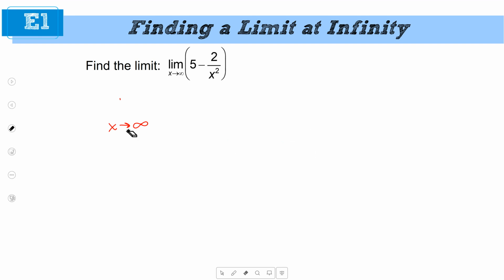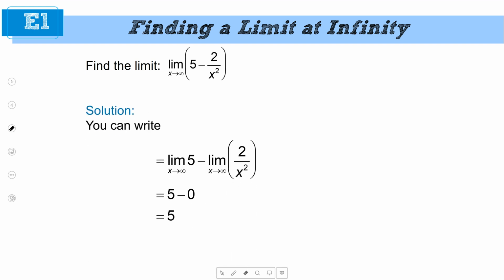So we know the answer should be 5 regardless of what technique we use. You could take out your graphing calculators and graph 5 minus the quantity 2 divided by x squared, but we've done that already, so let's move on and try something different. I could have done this.